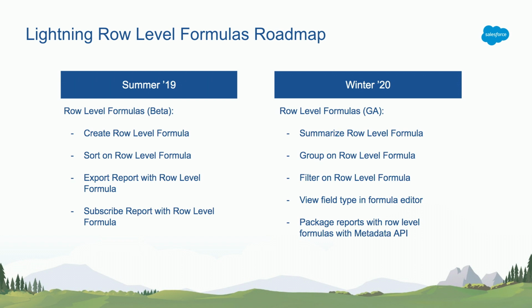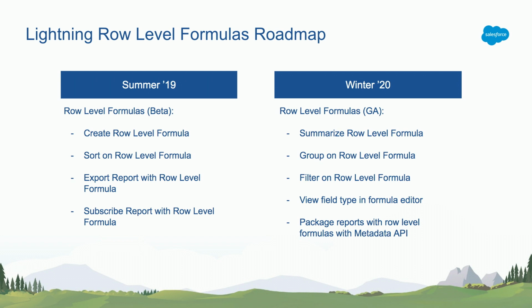But we have some exciting things coming down the pipeline, don't we? Yes. So for this upcoming Summer 19 release, row-level formulas are in beta. So they're still limited in some ways. But with the upcoming Winter 20 release, it's going to be generally available. So anyone can just create a row-level formula. And we're going to start rolling up the row-level formulas, so summarizing on the row-level formula. So if you have a type number, currently, you won't see that being summarized automatically. But with the Winter 20 release, we're going to allow summarization on that.